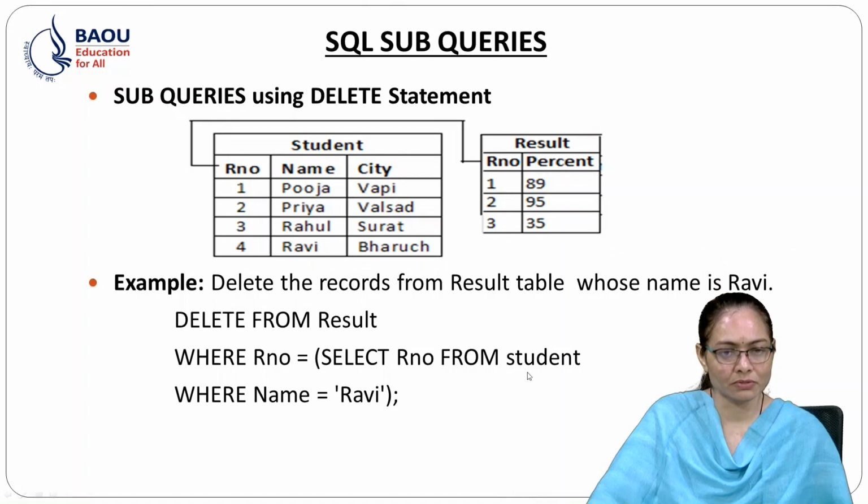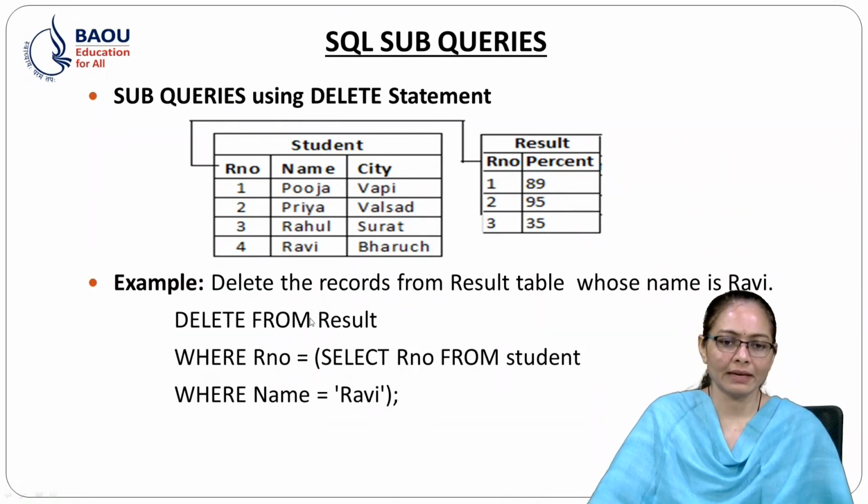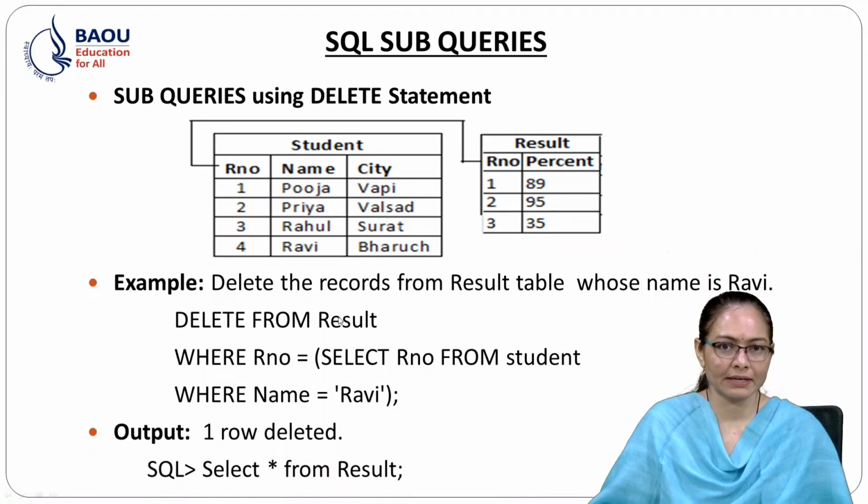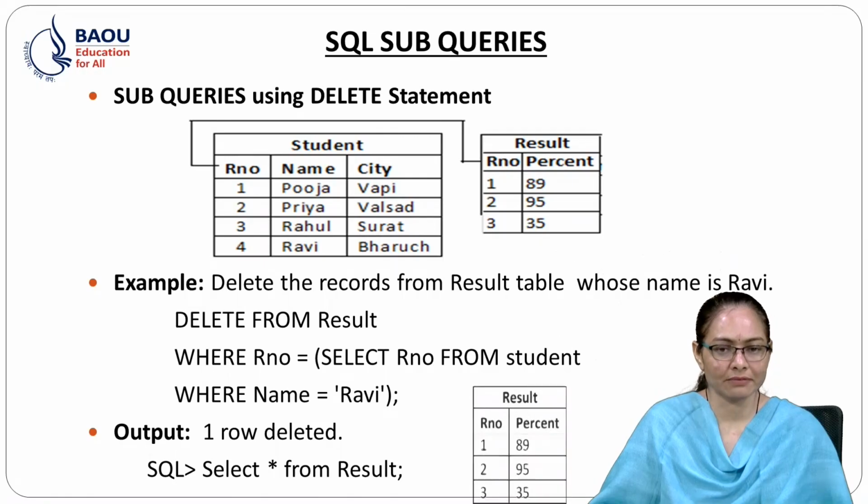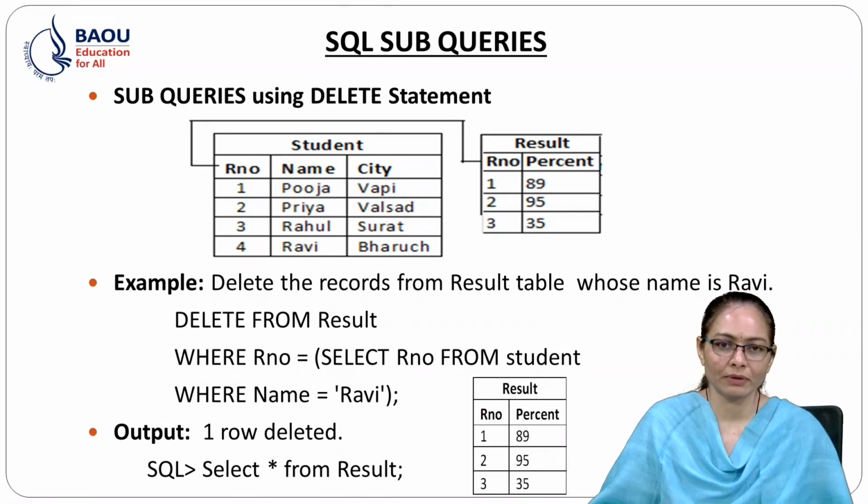select roll number from student where name is equal to Ravi, because the name column is given in the student table and the result table does not have a name. So we write this type of command. It is an inner query and it is an outer query. The inner query finds the roll number of the student Ravi and matches it with this roll number, and then that roll number's record is deleted. Now the output is one row deleted, and select star from result. See here, roll number 4 is deleted.